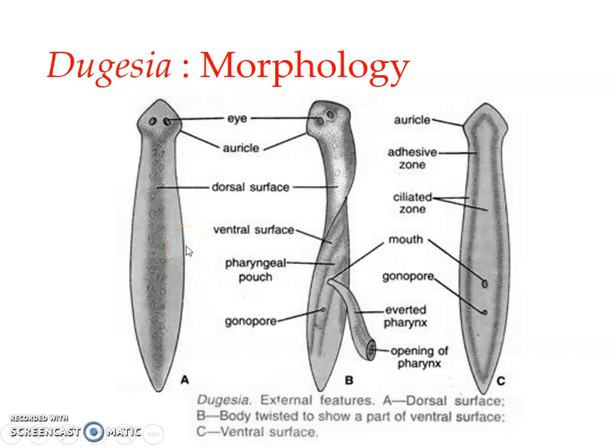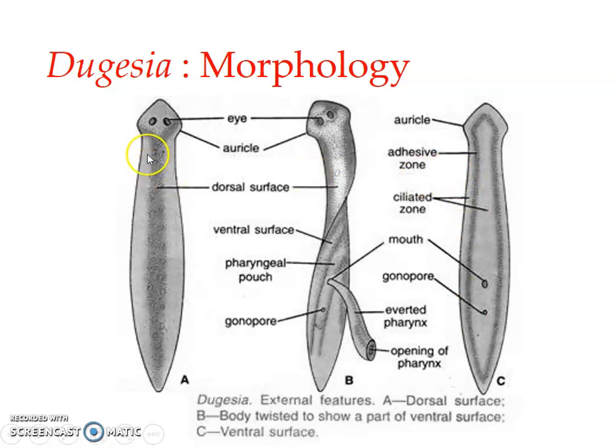Dugesia is provided with fine hair-like locomotory cilia, usually covering the ventral surface. You can see here, these are the ciliated zones. Okay, all along the ventral surface, they do have cilia, except for a narrow strip along the margin. You can see all along the margin, it is marked. So in the darker area here, the cilia are absent, and this is known as the adhesive zone. As the name suggests, it is adhesive in function.